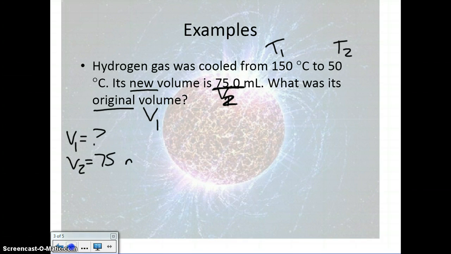V2 is 75 milliliters. That's no good, right? We've got to get to liters. So we're going to move 3 places this way. So it's really 0.075 liters.